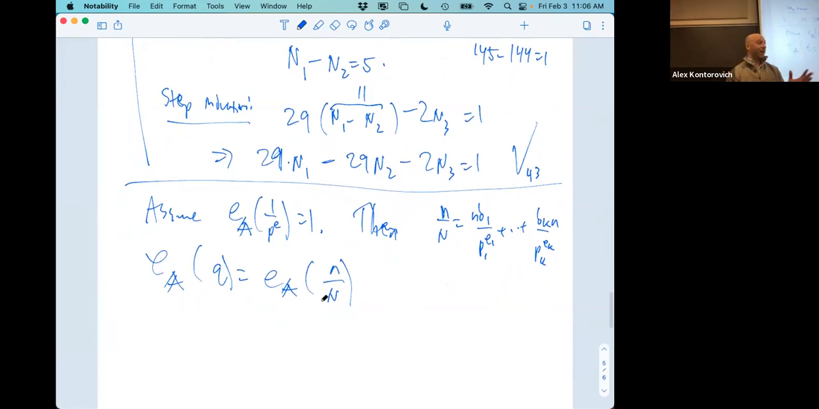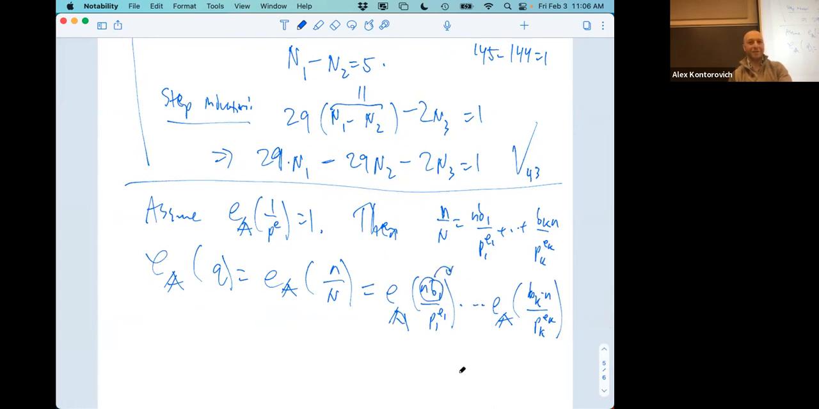The character is additive. We know that it's an additive homomorphism. So this is EA of n B1 over P1 to the E1 times EA of n BK over PK to the EK. Now each of these, this is an integer, so that pulls out also, because this is the sum of that many nB1s. And each of these is 1. So all we have to do is check it on, okay, so now I think that's check mark 2. I claim that it suffices to check it on reciprocals of prime powers.